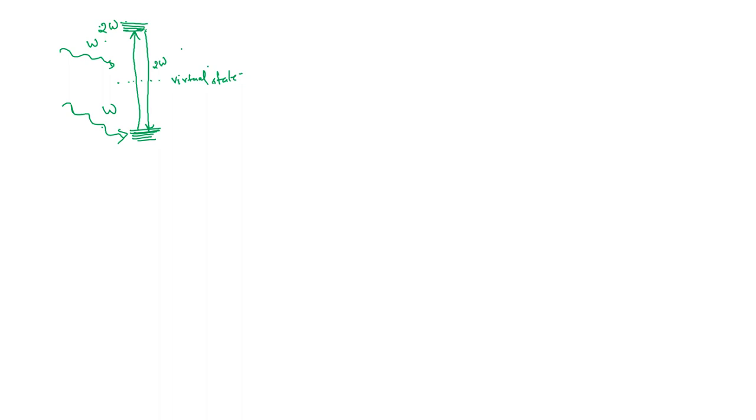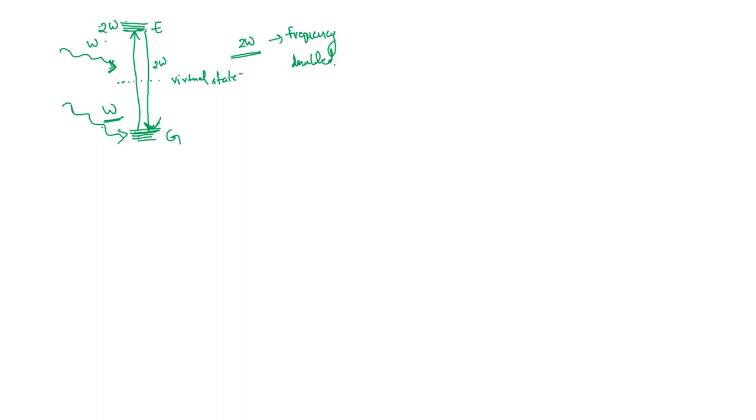Again, I'll repeat what has happened. Say the light is quite intense, so the number of photons is quite high. Initially, a photon of frequency omega is incident on the system. It has a higher energy level, and the energy gap between the two is 2 omega, so it reaches a virtual state. Then from the virtual state, immediately a new photon of frequency omega comes, and it is excited from the virtual state to a higher state. This is the ground state, this is the excited state, and the light that is emitted has a frequency of 2 omega. 2 omega means the frequency is doubled.